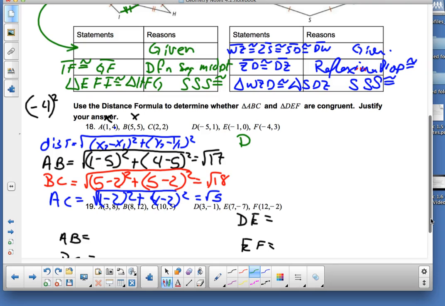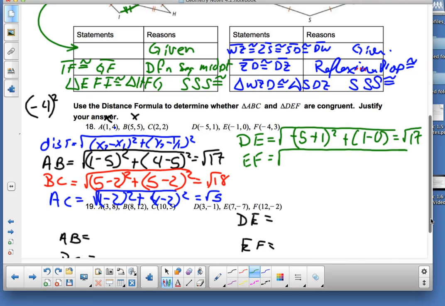So my second triangle, I've got DE. I got negative 5 plus 1, because it's a minus a negative 1, squared, plus 1 minus 0, which is just negative 4 squared, which is 16, plus 1, which is the square root of 17. Okay, I got EF. And EF is negative 1 plus 4, because it's subtracted negative 4, squared, plus 0 minus 3. Well, this is 3 squared plus 3 squared, that's 9 plus 9, which is just the square root of 18.